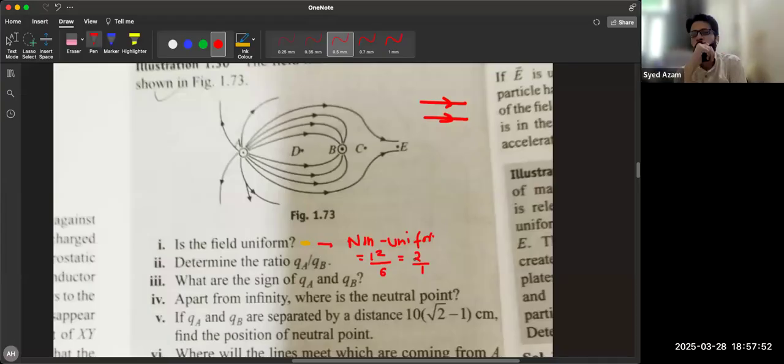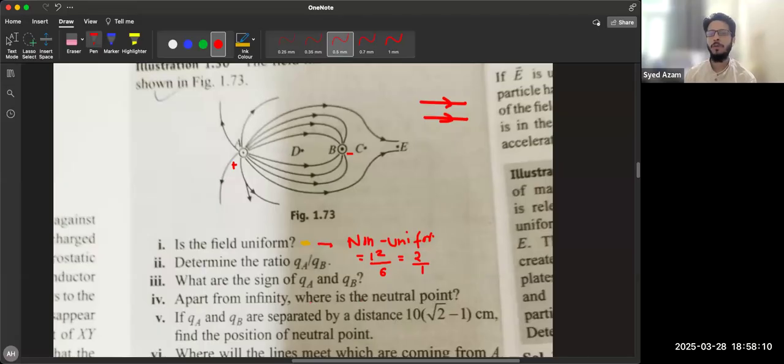What are the signs of QA and QB? Basna, can you decide whether A is positive or negative? A is positive. Field lines start from a positive charge and terminate at a negative charge.